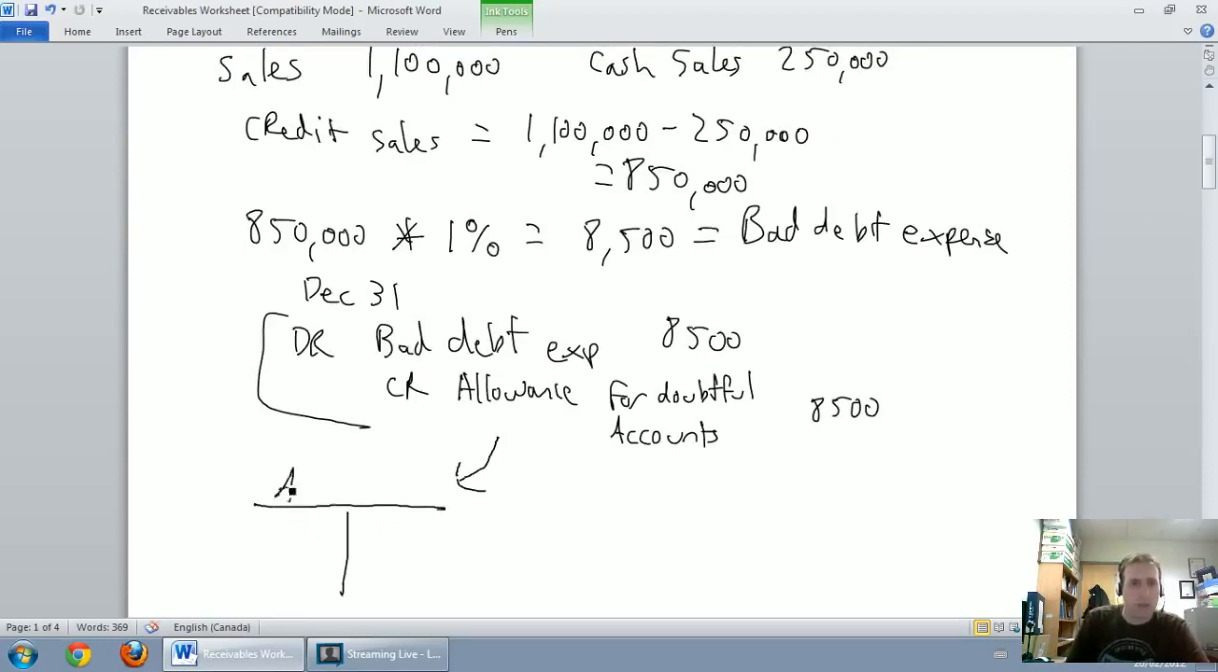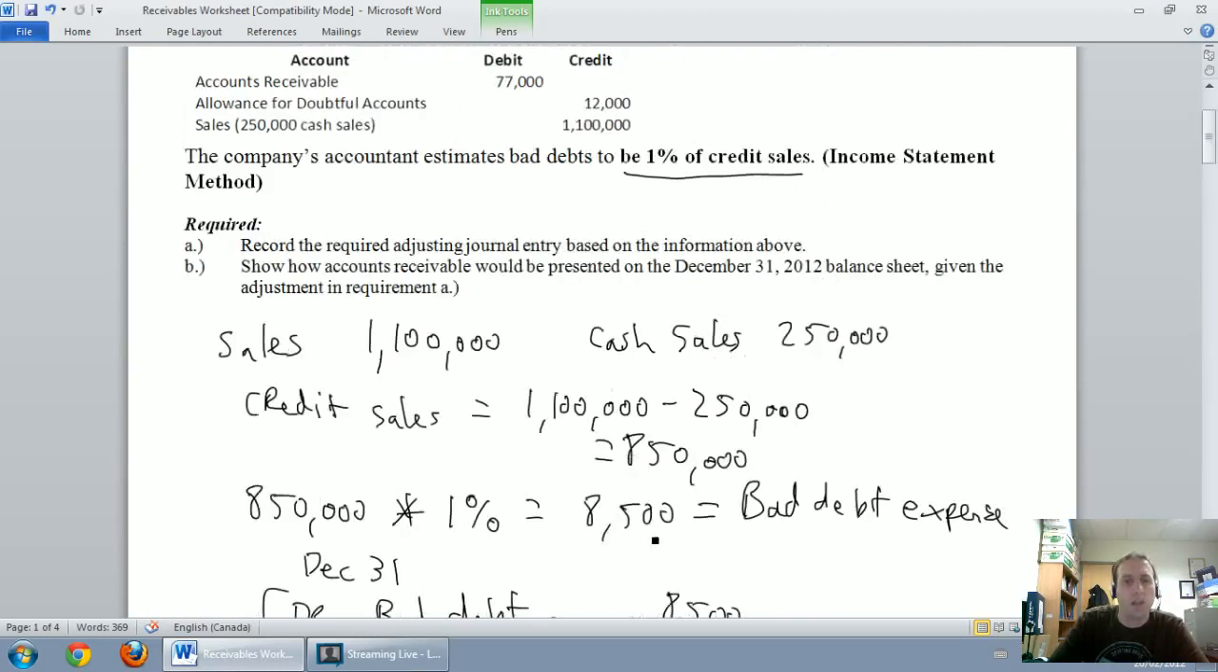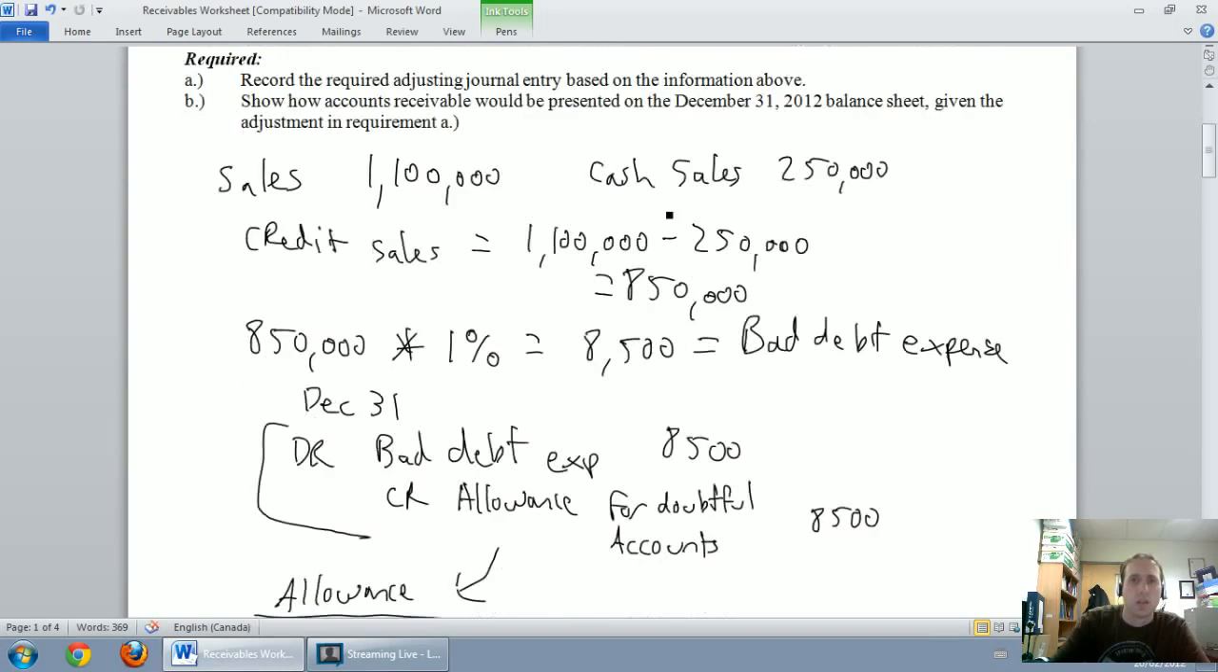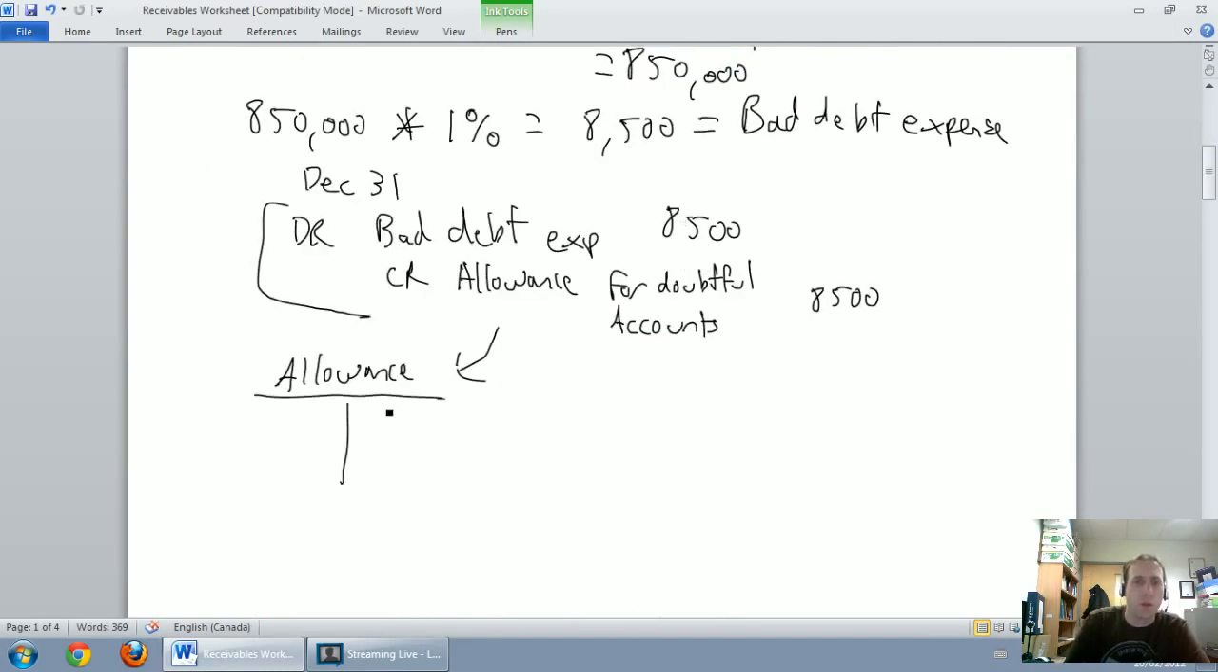So I'll just call it the allowance in the T account. And let me scroll back up. I started with a $12,000 allowance. So let's start with a $12,000 credit to allowance. I've credited it $8,500. And that's it. So I end up with $20,500 in my allowance for doubtful accounts. Okay, fair enough. I have a $20,500 allowance for doubtful accounts.